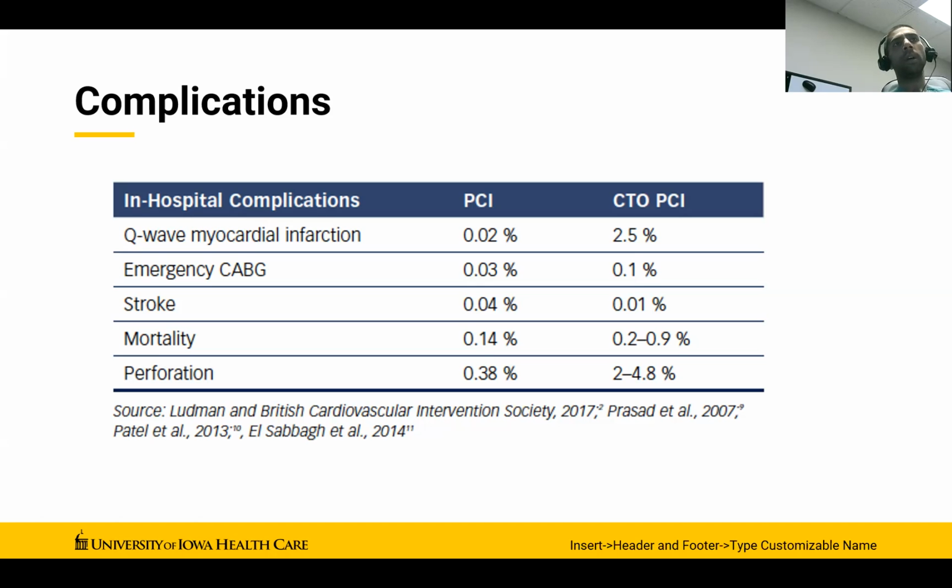But when we talk to our patients, it's important to tell them what they're looking at and what they should be expecting.